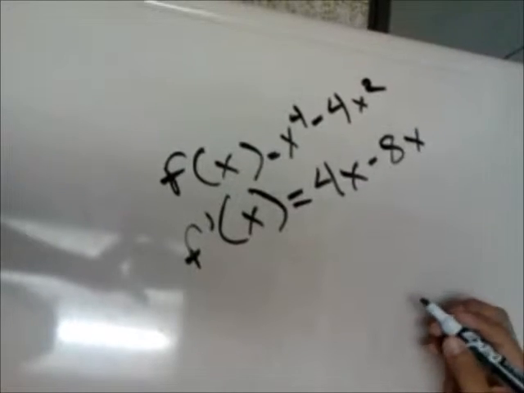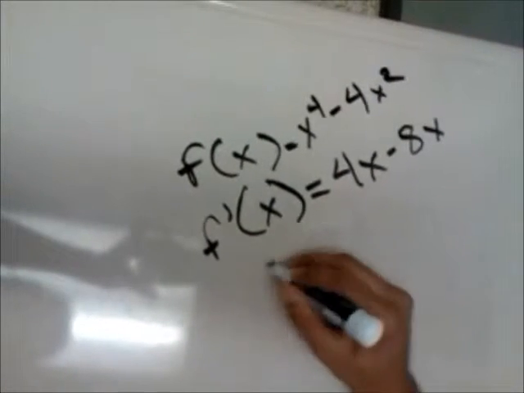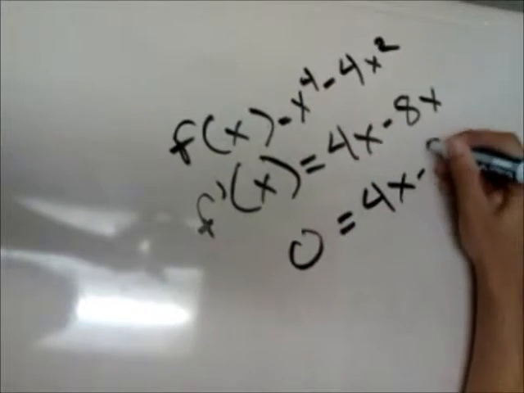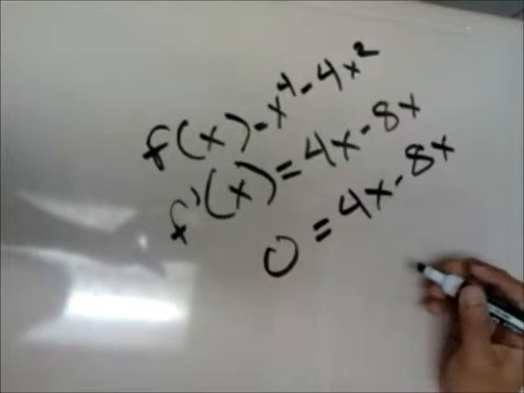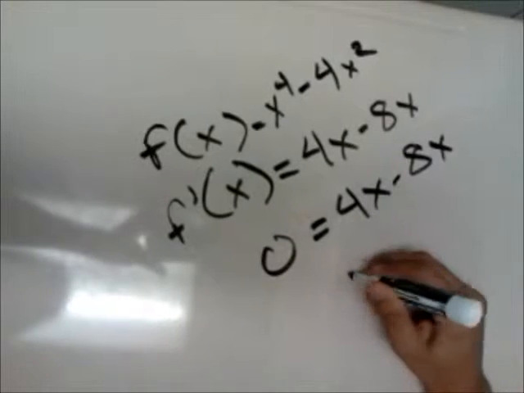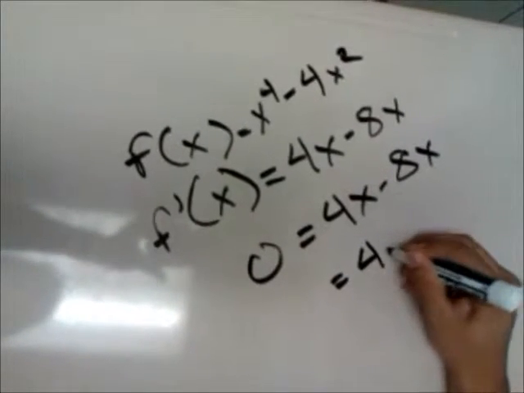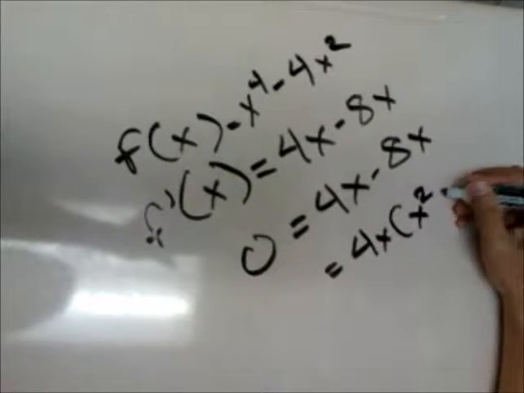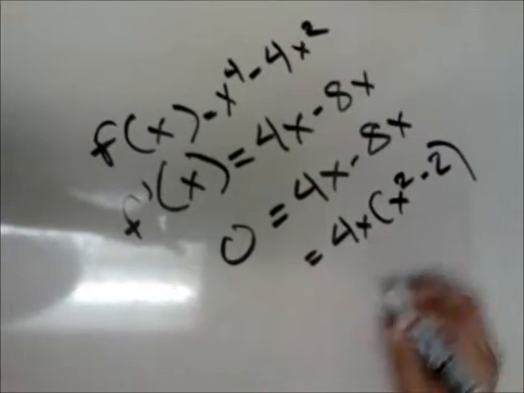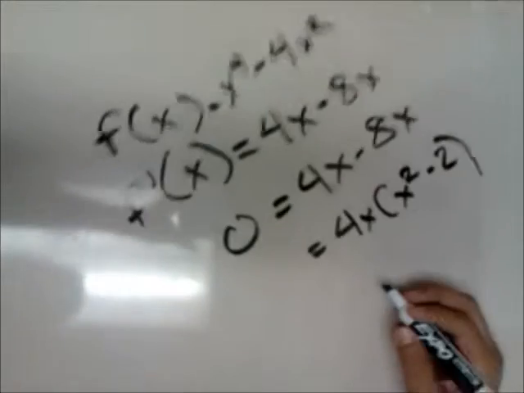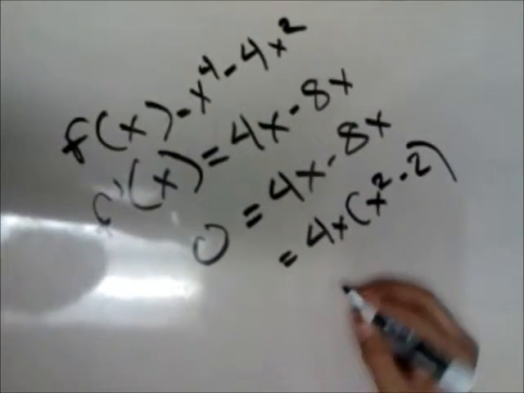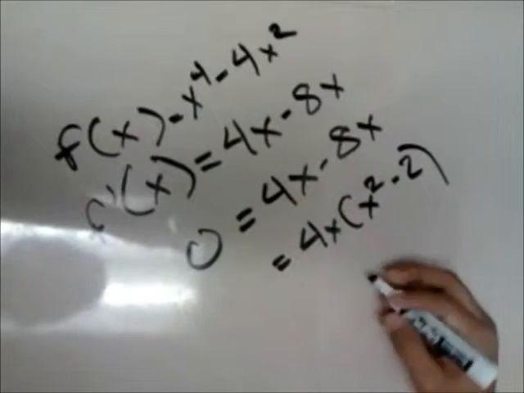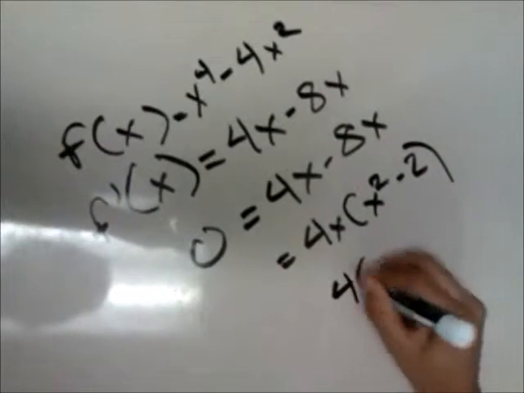Okay, so this is very simple. Now to find the zeros, we must make this equal to 0. So now we just take out the 4x. Okay, so now we find that there are 2 zeros in this function. If you make this 0, then it'll make the whole equation 0.